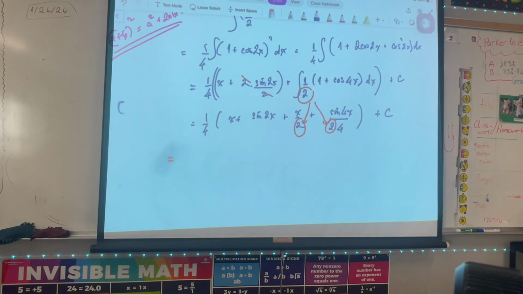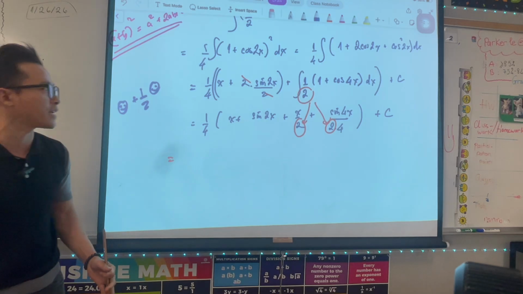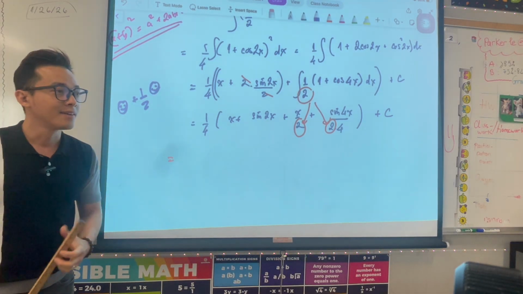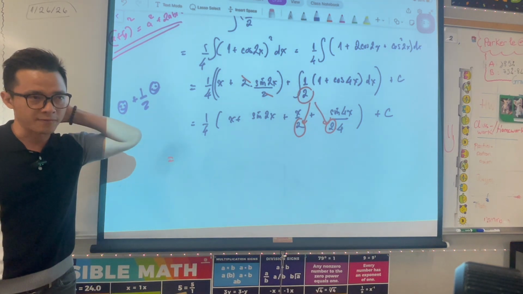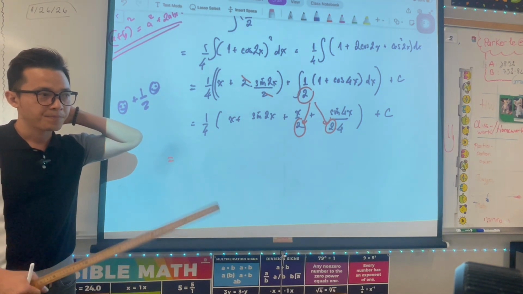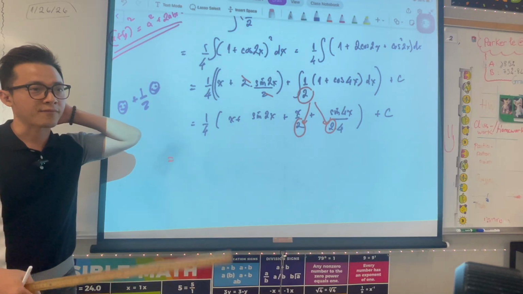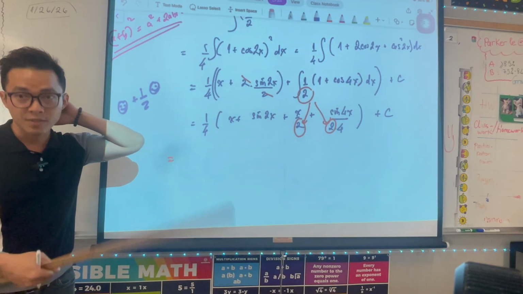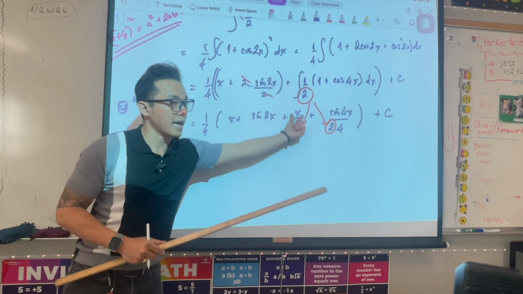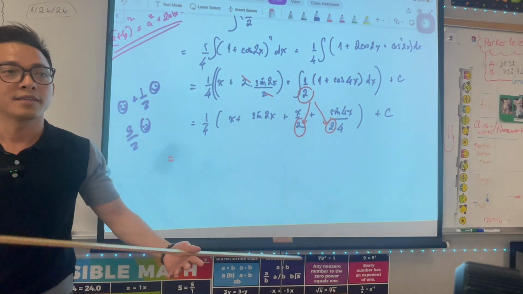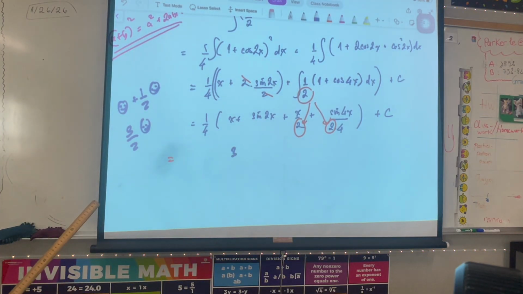Okay. Smiley face plus 1 half smiley face. How many smiley faces do we have? 1 and 1 half. But give me an improper fraction. 3 over 2 smiley face, right? So x plus x over 2 is 3x over 2.